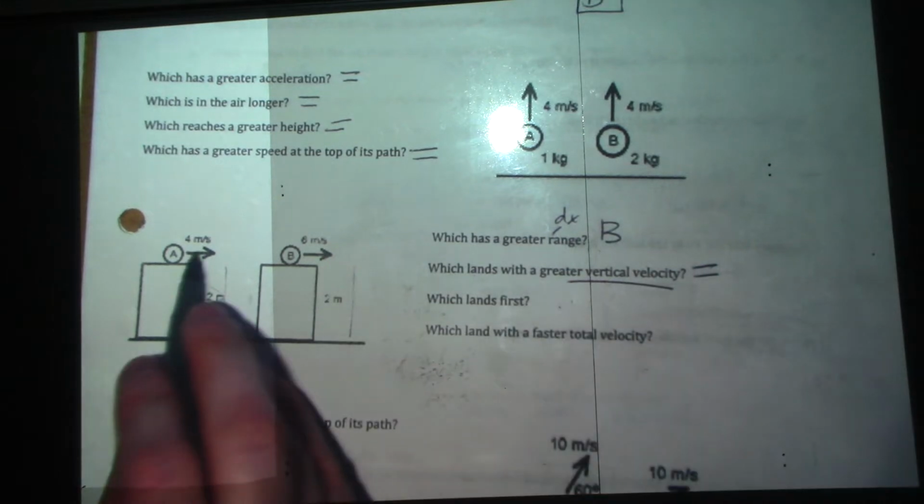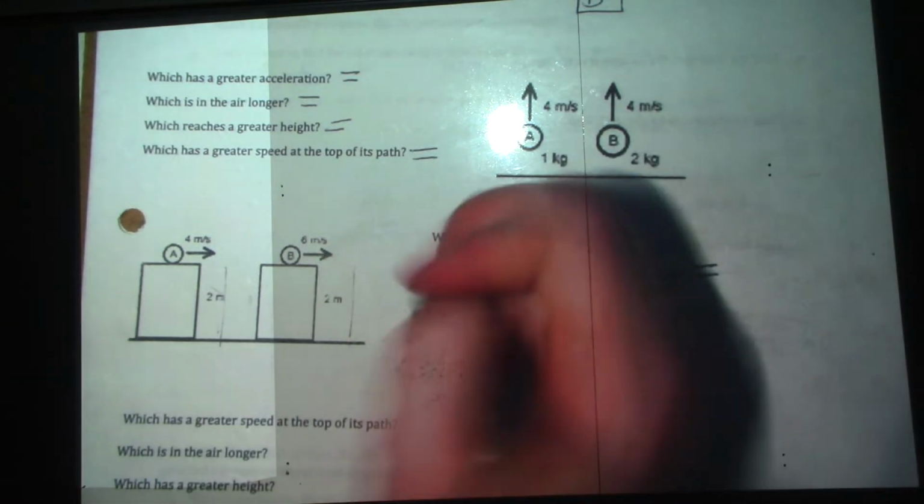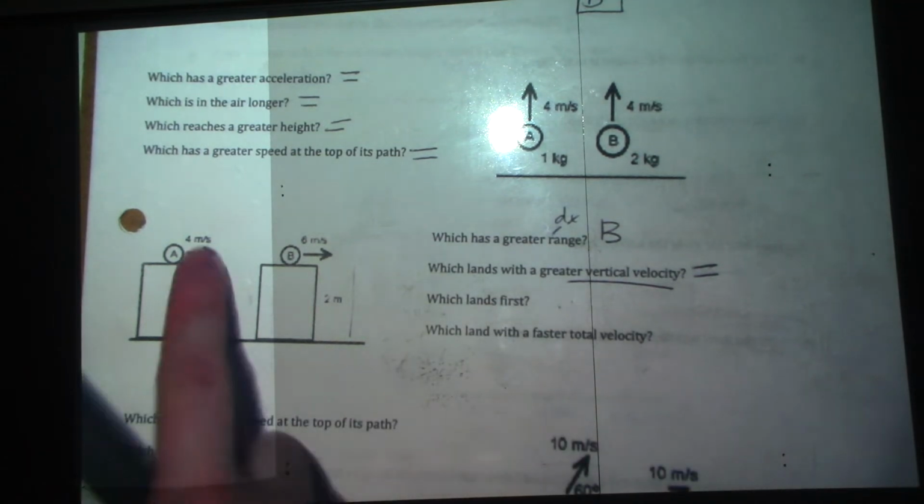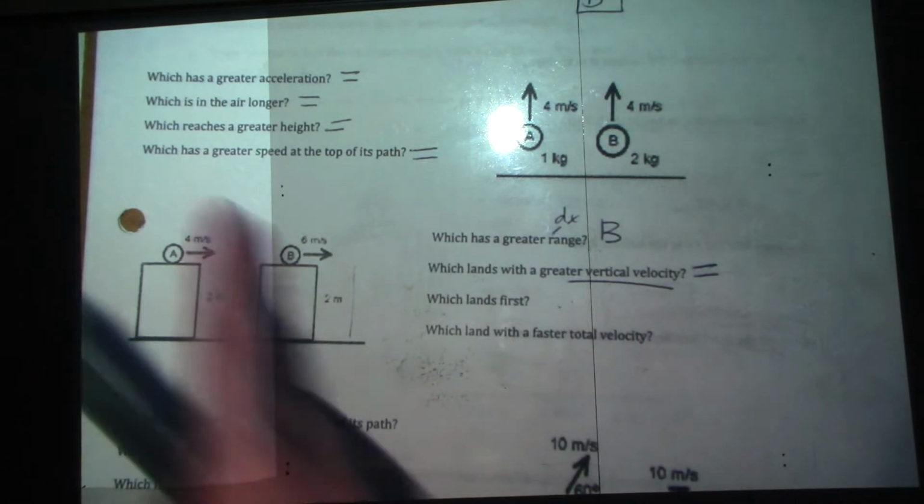Which one lands first? Time is always determined by the y part. They have the exact same y height, so they're going to land at the exact same time.